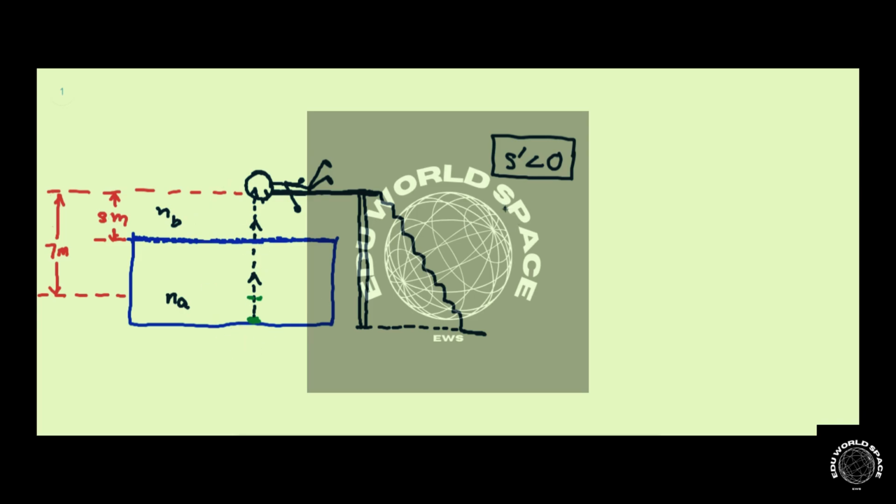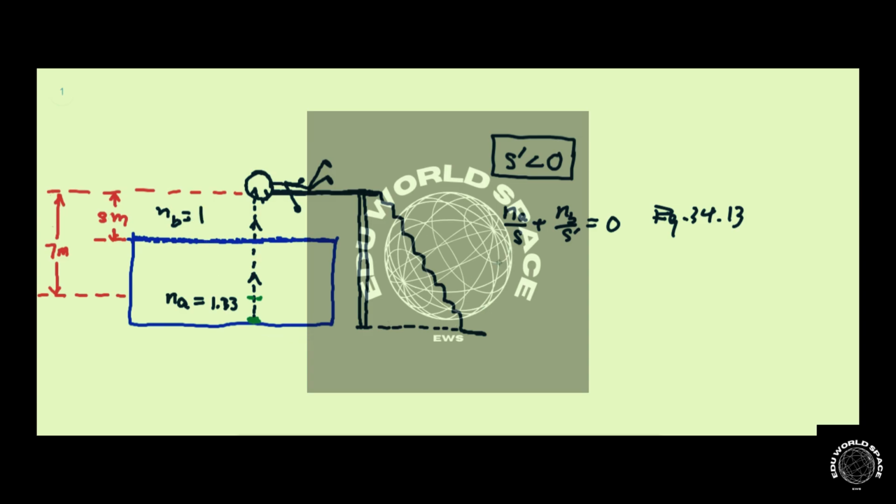So we can use this equation, Na over S plus Nb over S prime is equal to 0, and this is equation 34.13. Now, the idea here is to solve for S. We know Na and Nb. Na is water, so that's 1.333, and Nb is air, so that's 1.